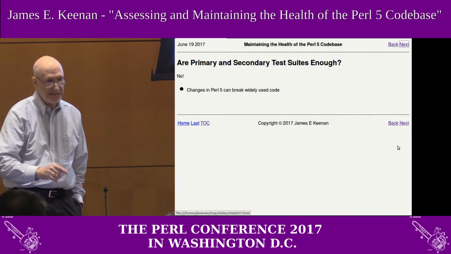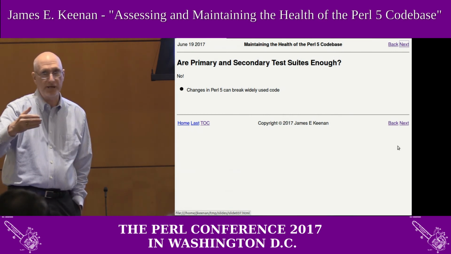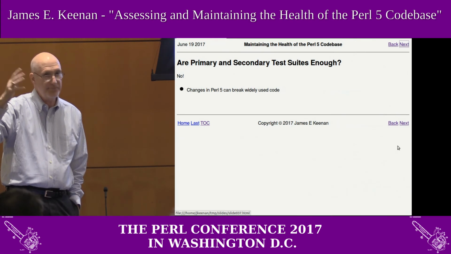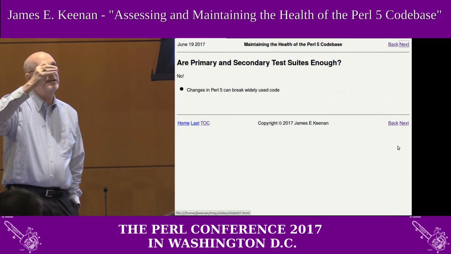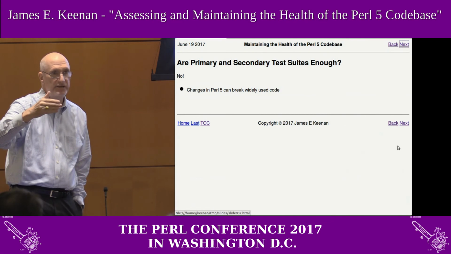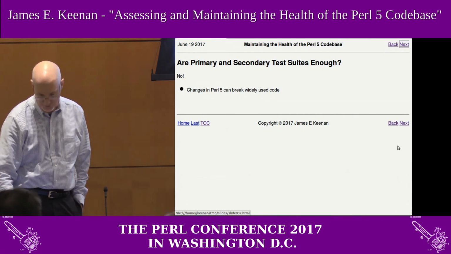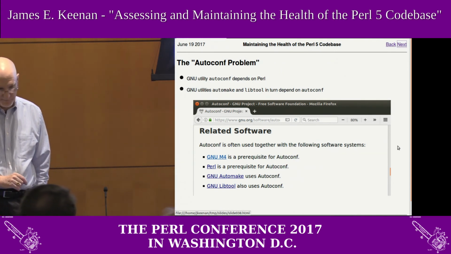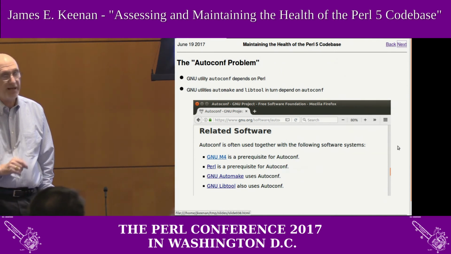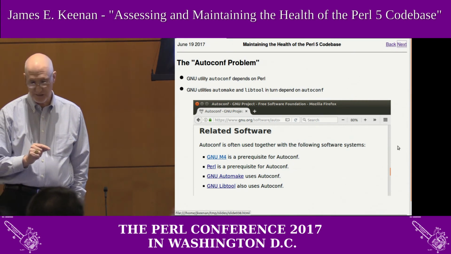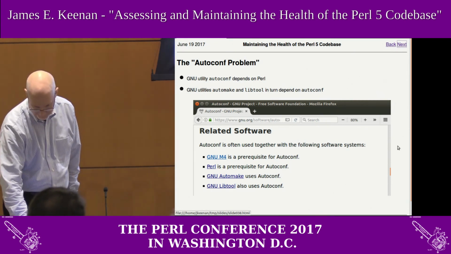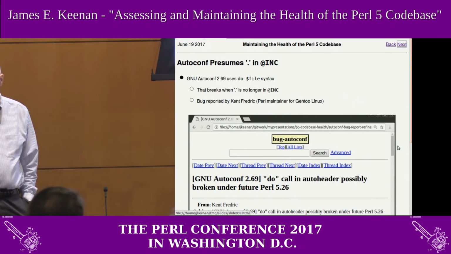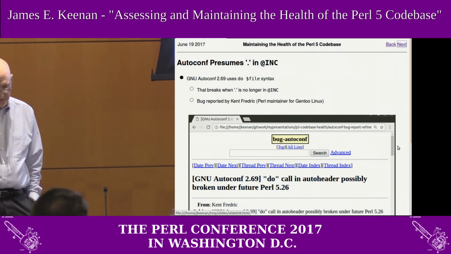The problem is that because of Perl's age and ubiquity, there is a tremendous amount of code written in Perl that's out there in production in the wild, and some of that is in programs and utilities that are in widely available open source software distributions. For example, we have the autoconf problem. GNU autoconf depends on Perl, and other GNU utilities in turn depend on autoconf. We discovered multiple problems having to do with the dot problem and also with another warning that was fatalized.